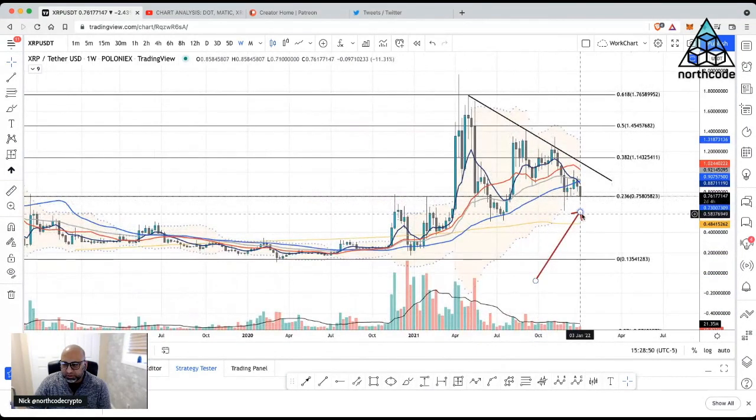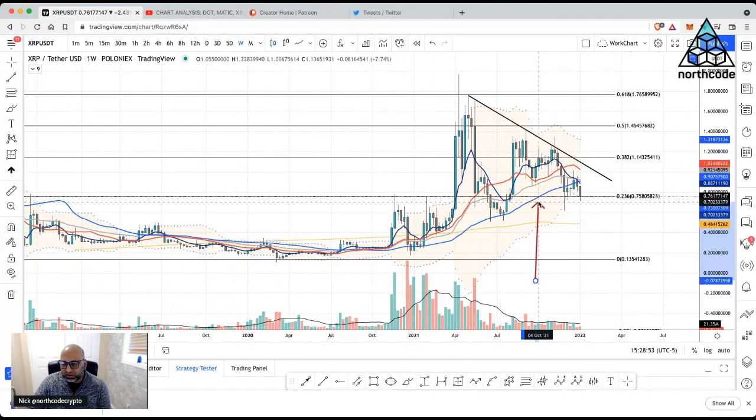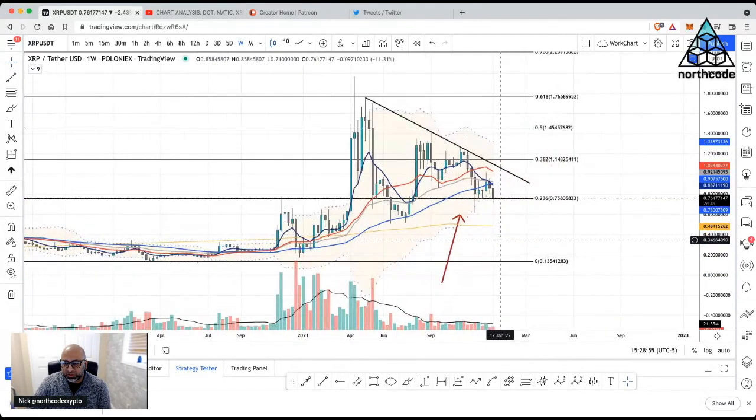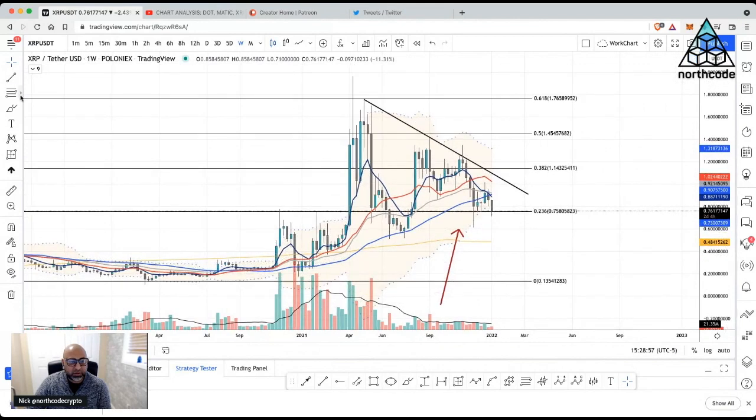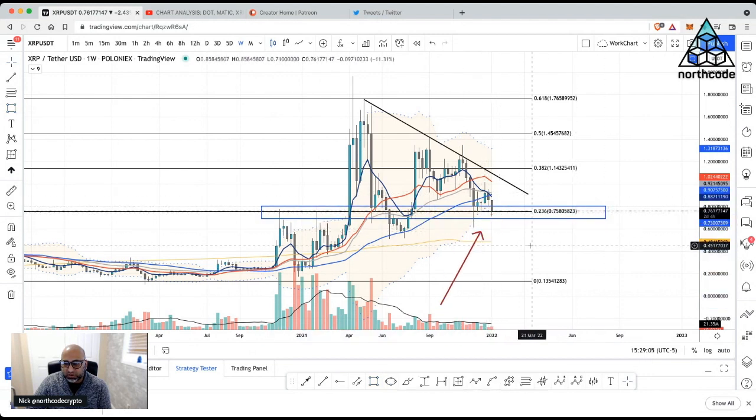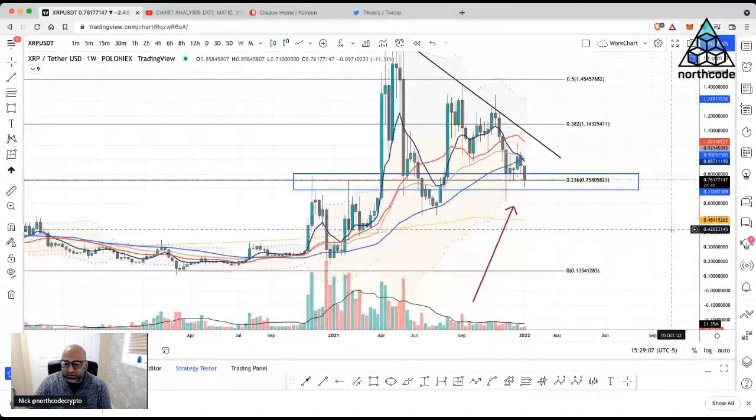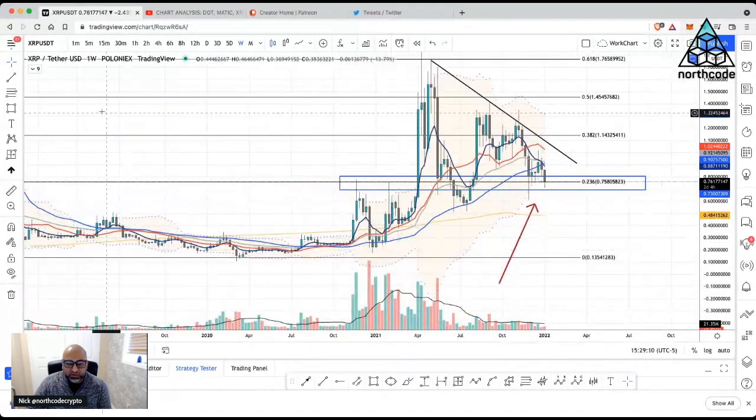So something to keep an eye out for when we're using these fibs are these levels. And this is a very, very key level right now. Let me just map it out this way. So this is our first key level, tucked in this range right here, right?